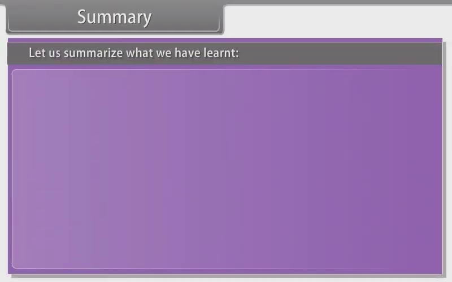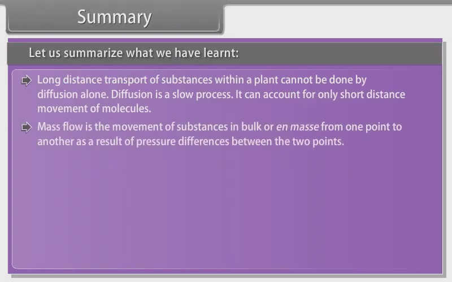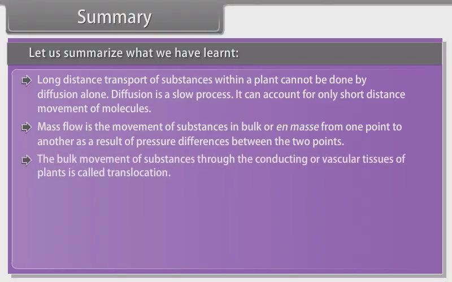Summary. Let us summarize what we have learned. Long-distance transport of substances within a plant cannot be done by diffusion alone. Diffusion is a slow process. Mass flow is the movement of substances in bulk or en masse from one point to another as a result of pressure differences between the two points. The bulk movement of substances through the conducting or vascular tissues of plants is called translocation.